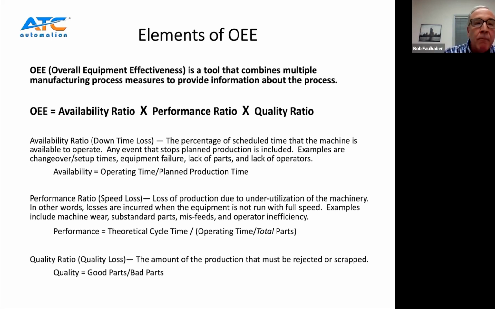So we've looked at how much of the time the machine is actually running of what's available. We've looked at how fast it is running during that period of time. And now we want to know how many good parts it is producing. And this is the simplest of all calculations. It's basically the number of rejects divided by the total number of parts produced to get a percentage of good parts. So that's a pretty straightforward calculation.